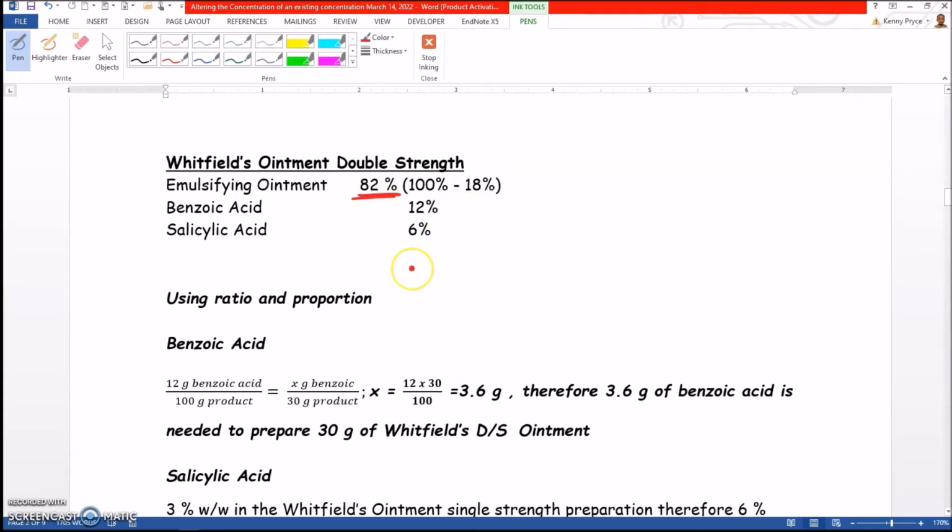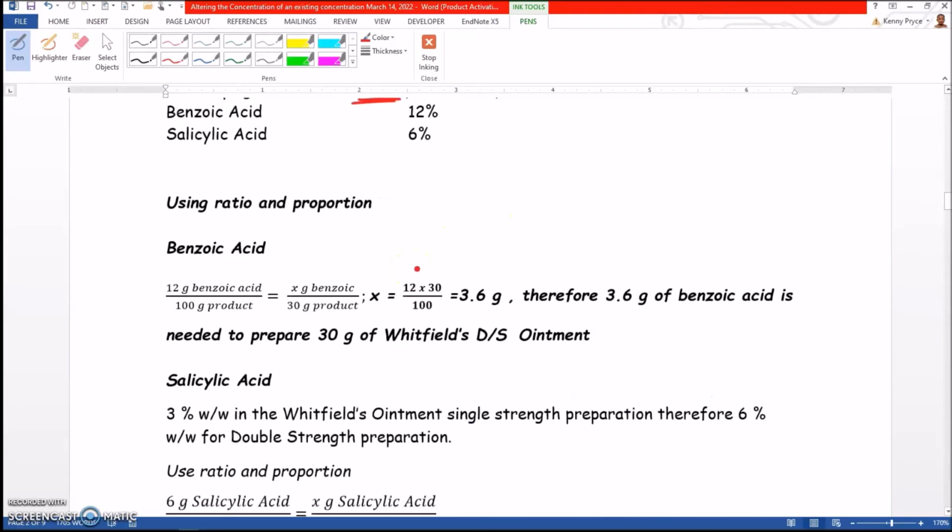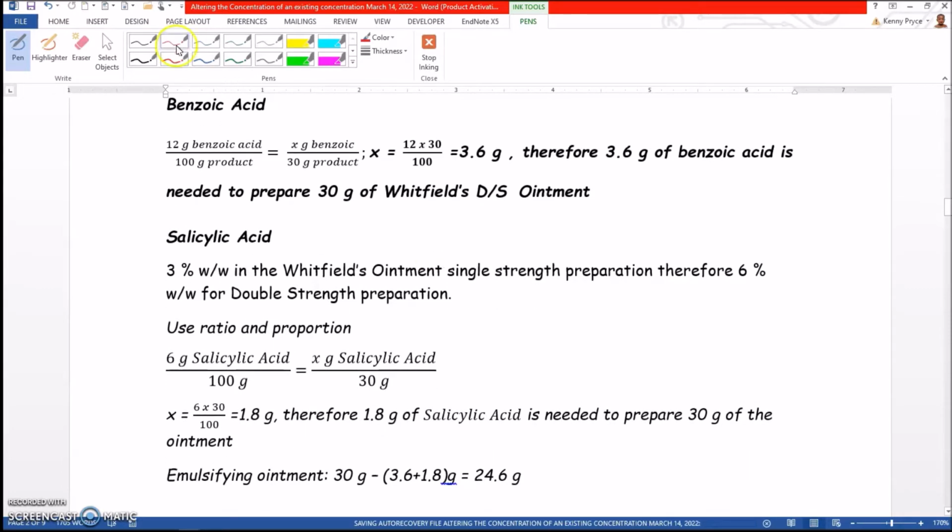When we are now calculating, we can use ratio and proportion to determine the amounts of each ingredient. So for benzoic acid, since we are calculating for 30 grams of product, and we know 12 grams are now in 100 grams of the product, the amount in 30 grams can be easily determined. That's 3.6 grams. Similarly, for salicylic acid, 6 grams are now in 100 grams. Therefore, how much would be in 30? We found that to be 1.8.